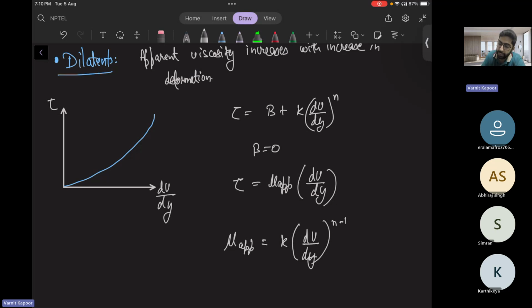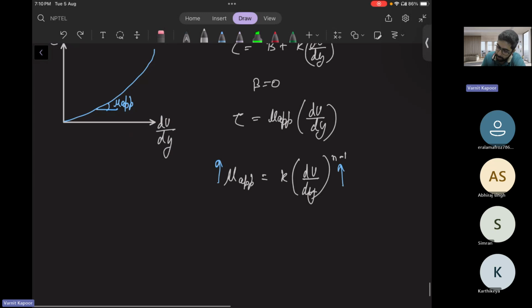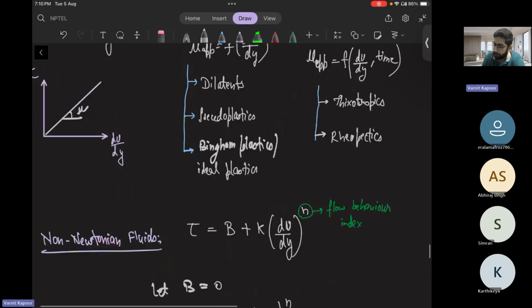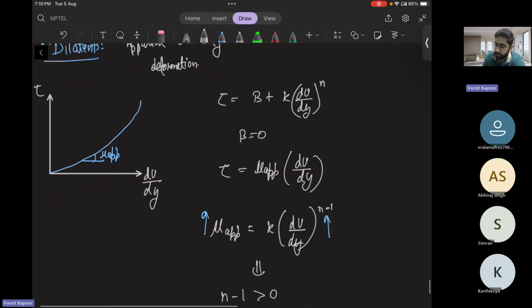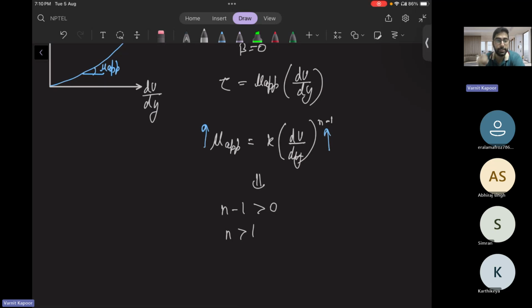To increase the viscosity mu apparent continuously, you want this term to be increased. And how can this term be increased? If this is a positive value. So what I can say is that n minus 1 should be greater than 0. That means the flow behavior index n should be greater than 1 for dilatants.